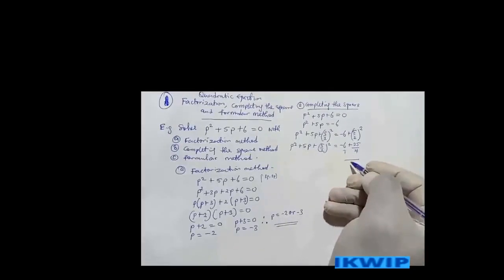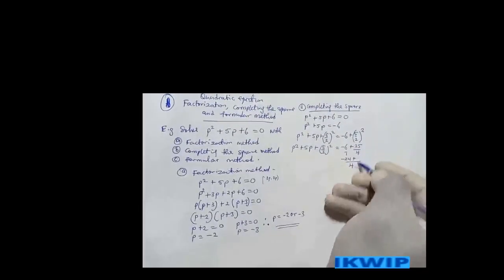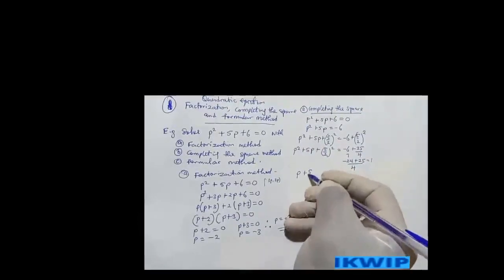Find the LCM of the two. I have 4. 1 in 4, that is 4. 4 times minus 6 gives me minus 24. Then 4 in 4, 1 times 25, that's 25. Okay, minus 24 plus 25 is 1.